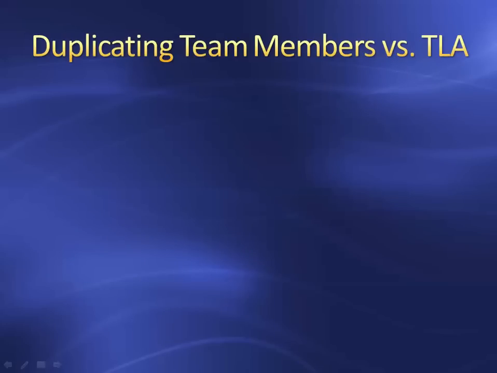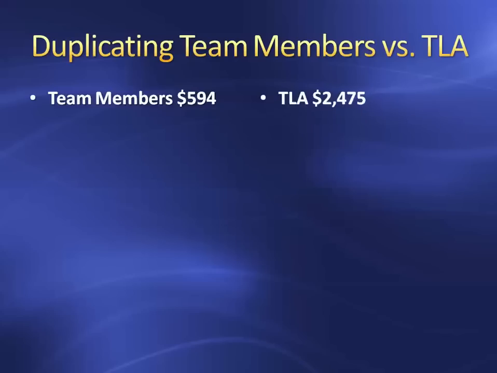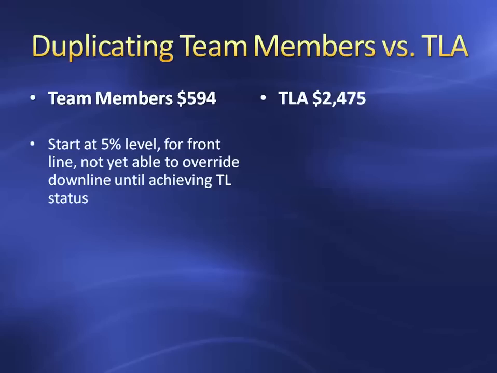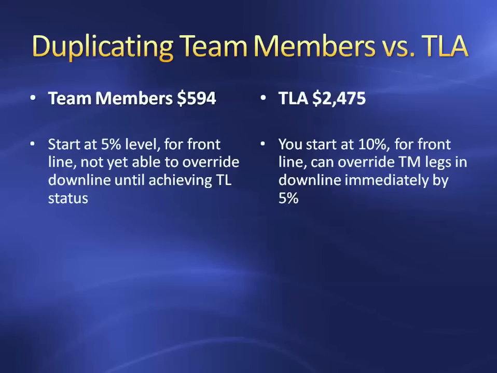So let's take a look at what the difference is duplicating from team members versus team leaders. Remember, on the left, team members are investing $594 in their business, and TLAs are investing $2,475. On the left, you start at the 5% level for frontline, but you are not yet able to override downline until achieving the team leader status. On the right, under TLA, you start at the 10% level for frontline and can override team member legs in the downline immediately by 5%.